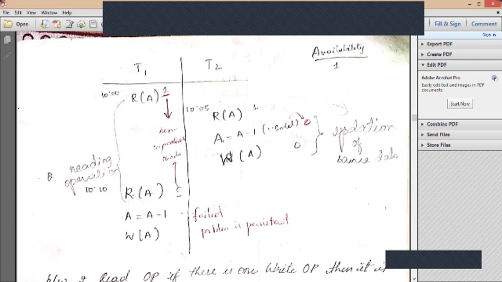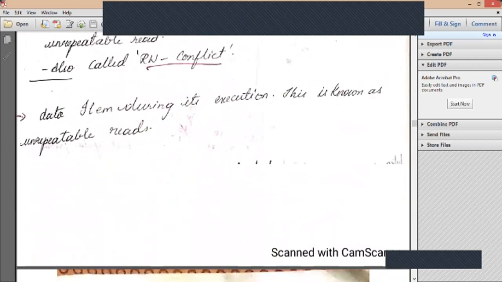Now what happens is, after interleaving, the transaction comes here and reads again. But what does it find? It is 0. But before, when it read, what was it? It was 1. So this is called a read write conflict, because the first time when it read, it was 1, but the second time when it is reading, it is 0.